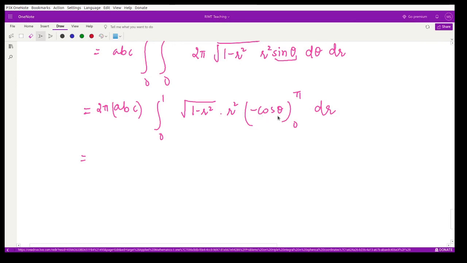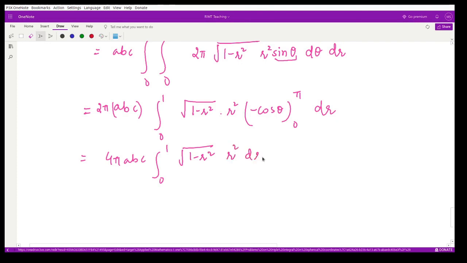So this would be equal to cos of pi, that is equal to minus 1. So we have 1 and minus 1, right? So we have 2 here basically. So it would be 4 pi ABC integration from 0 to 1 square root of 1 minus r square dr.